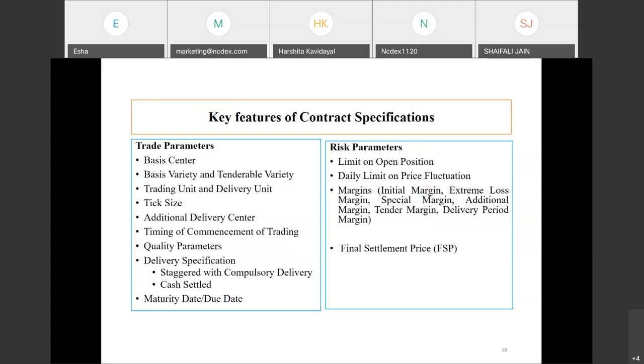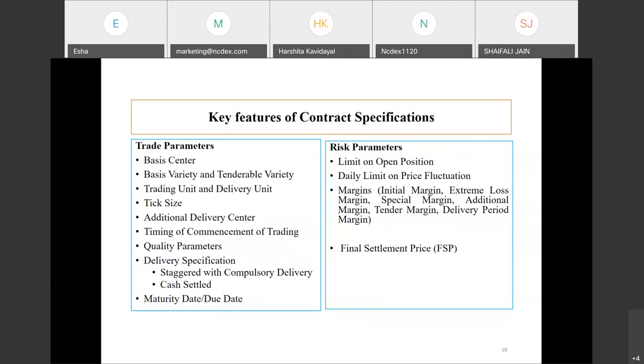So before framing all this contract specification, you have to survey the spot market. You have to do an exhaustive survey of the spot market, because I've already told you that the futures contract is akin to the spot market. It's a mirror of the spot market. So whatever practices and procedures are going on in the spot market, that should be a replica in the futures market. It is nothing else but a replica of the spot market.